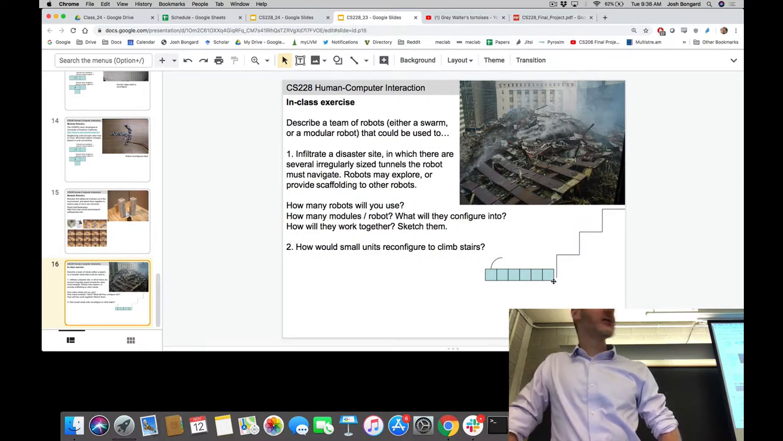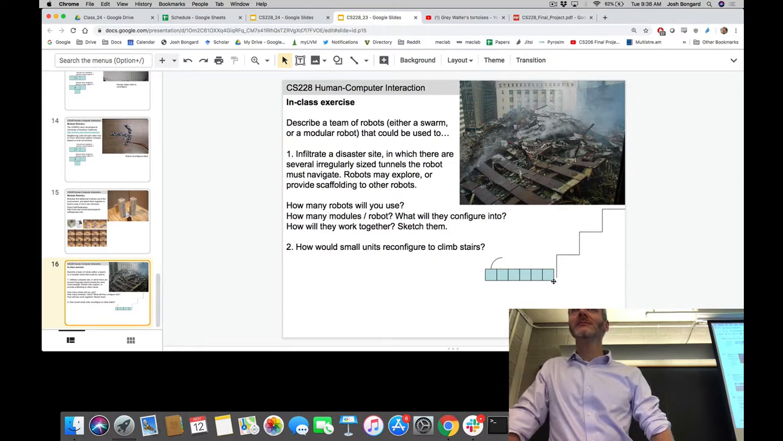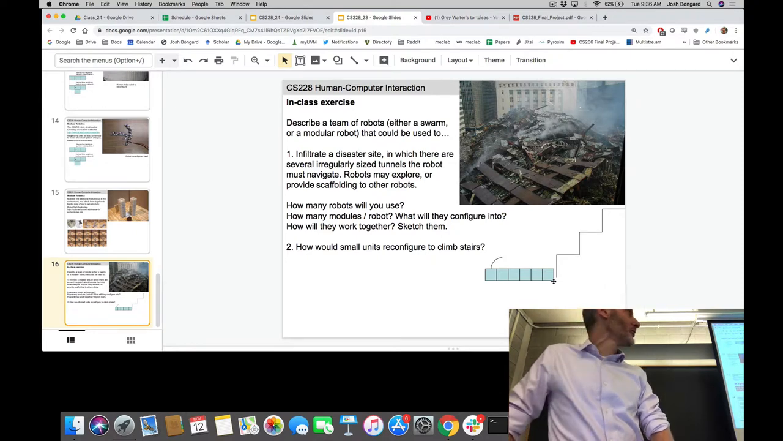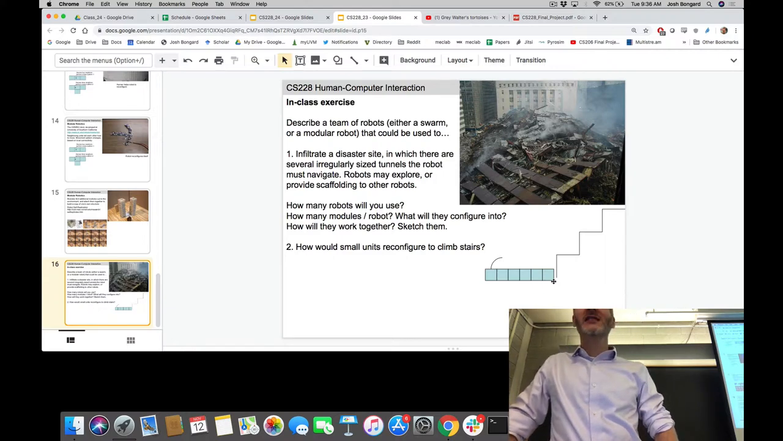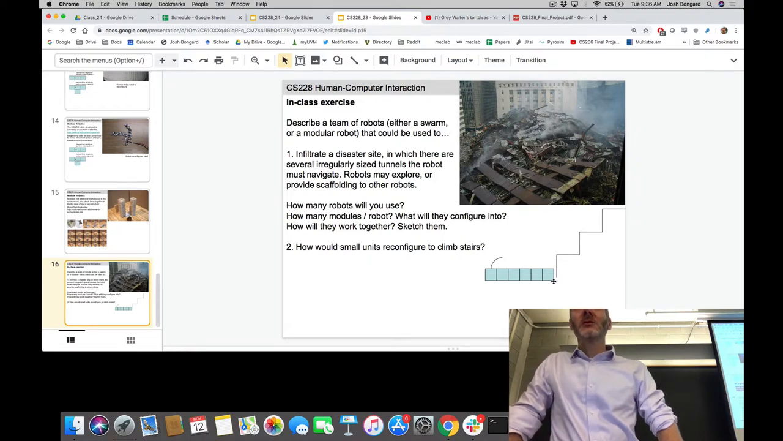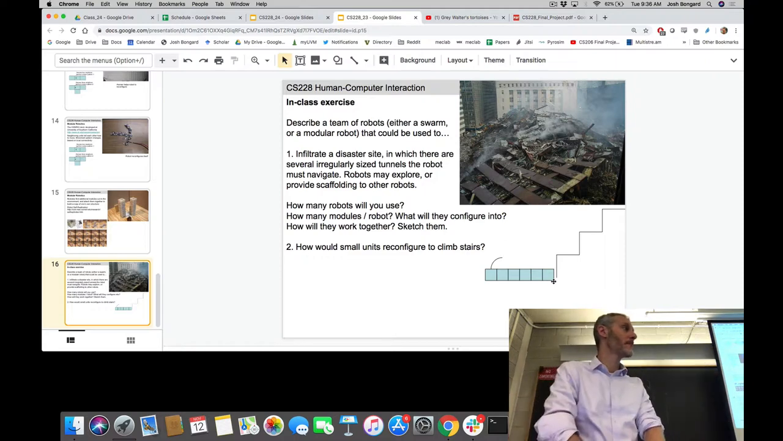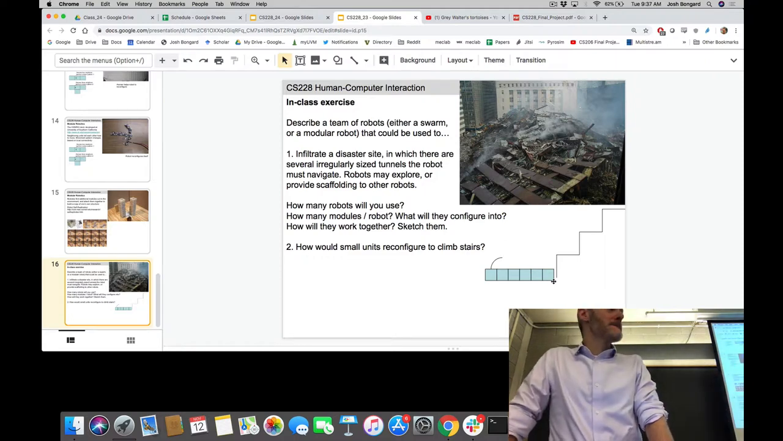The size of the tunnels, which, as you can probably imagine from this picture, are fractal. Right? You're going to have a few very large apertures, and further into the site, they're going to be increasingly smaller apertures. So there is a distribution of sizes. There can be hazards like debris or fire. Absolutely. So fire, debris, objects that are fragile and move if touched. They may not be stable even if you don't touch them.